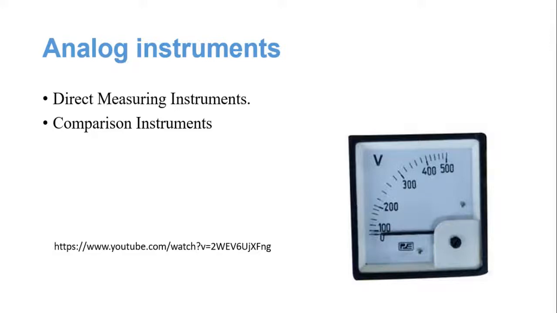The next category is what we call analog instruments. As far as analog instruments are concerned, we have two different instruments. The first is the direct measuring instrument. In case of an analog instrument, the photograph of an analog voltmeter is shown over here.